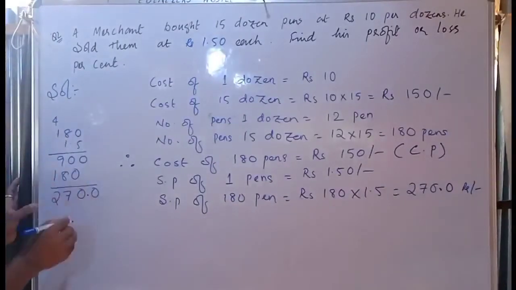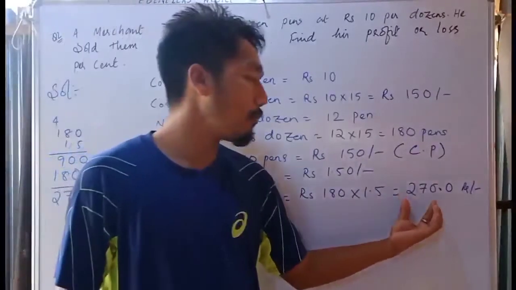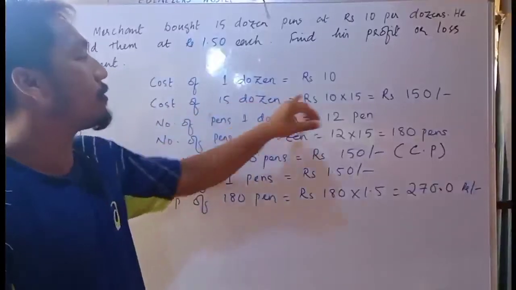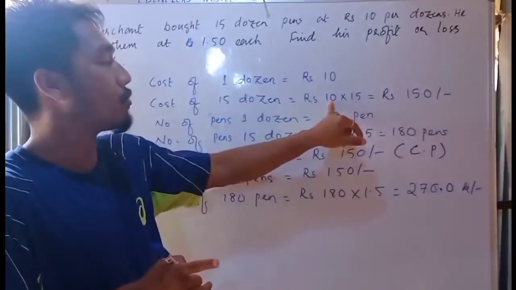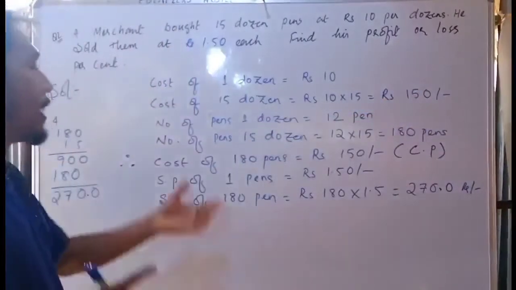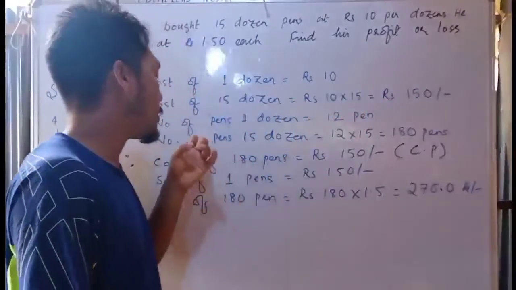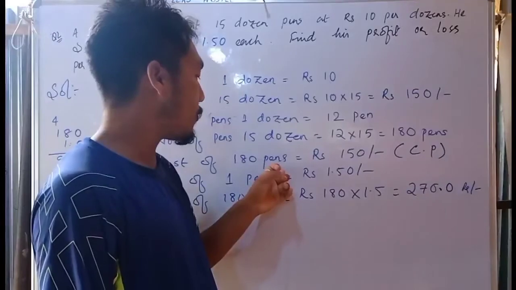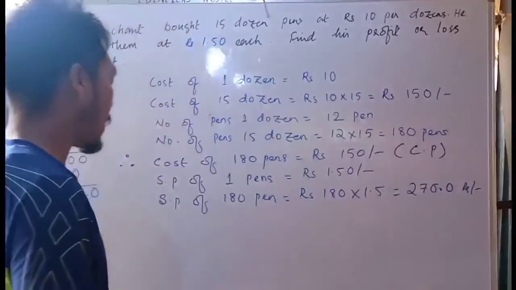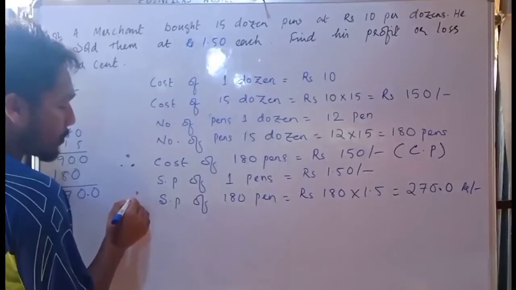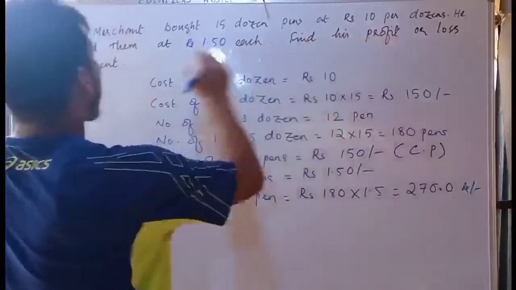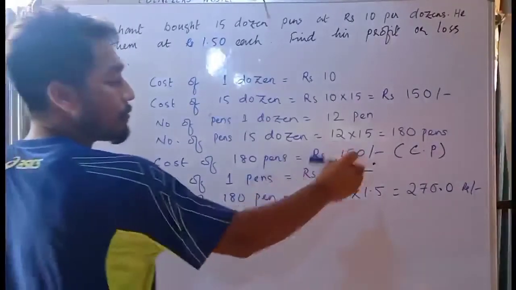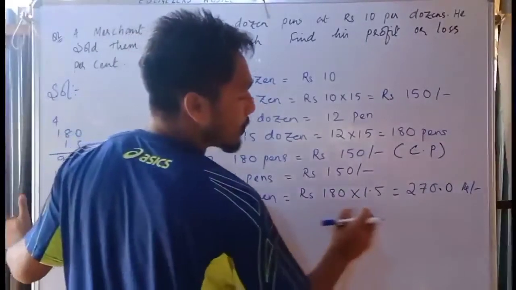So 270 is the selling price. The cost of 15 dozen is 150 rupees, and 15 dozen has 180 pens. The CP is given and the SP is also given. He is going to sell each pen for 1.5 rupees. So for 180 pens, you will get 270.